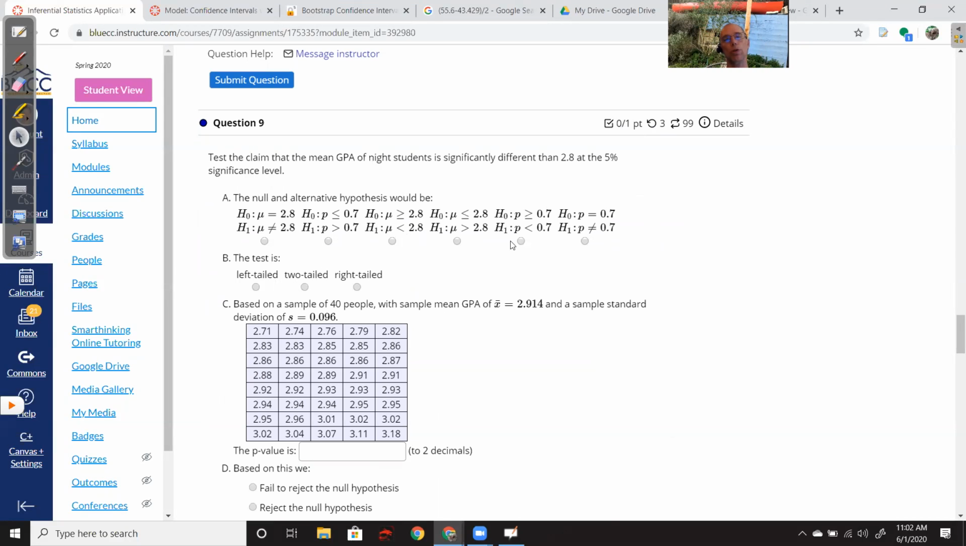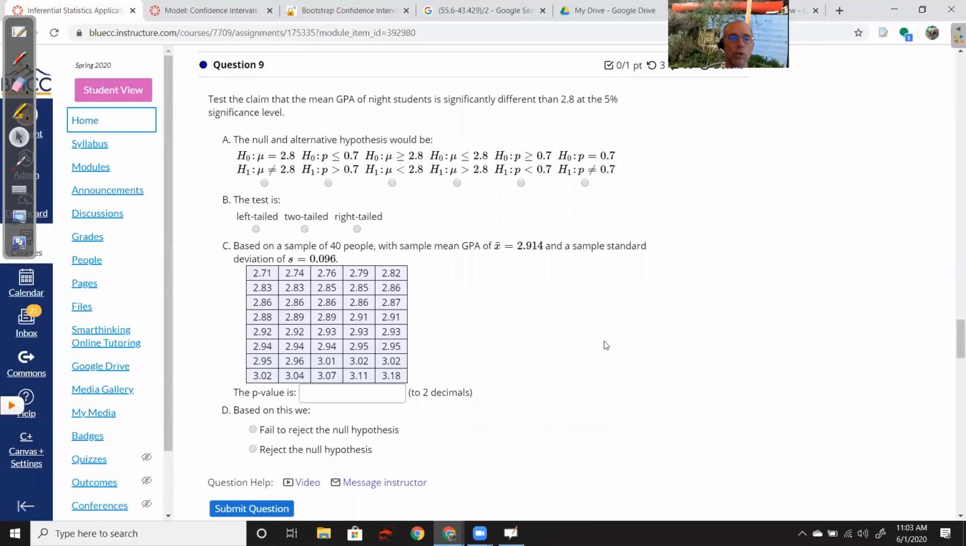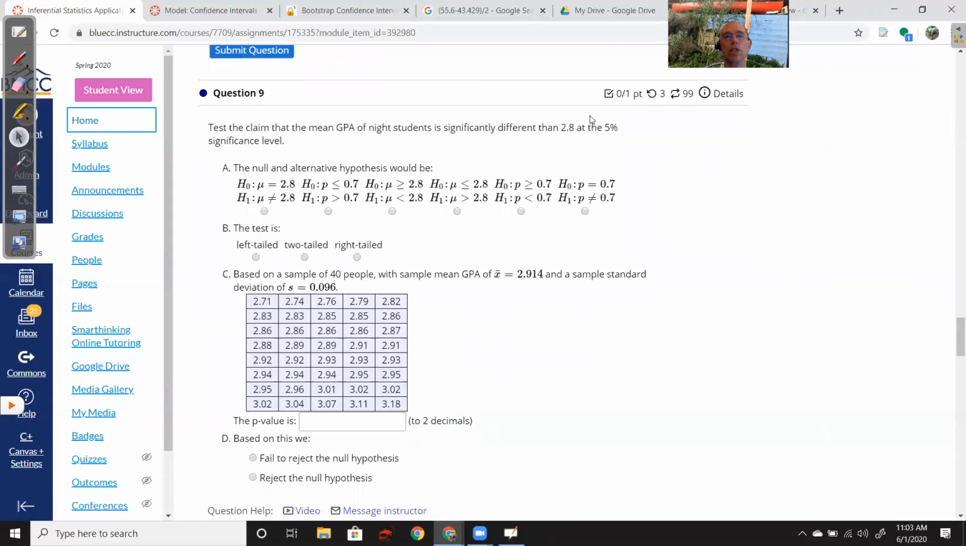Now, you might have a slightly different version of this. It's either going to say the mean GPA of night students is greater, or the mean GPA of night students is smaller, or significantly different. So you may get a left tail, a right tail, or a two tail on this problem. So this is one I'd recommend doing more than once if you wish. And the computer will remember your high score. So don't worry about redoing it and getting it wrong if it's a slightly harder version.